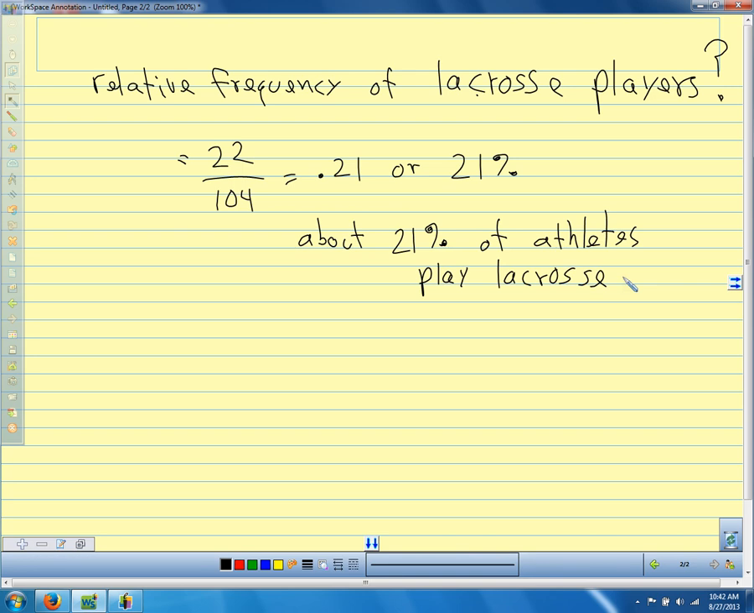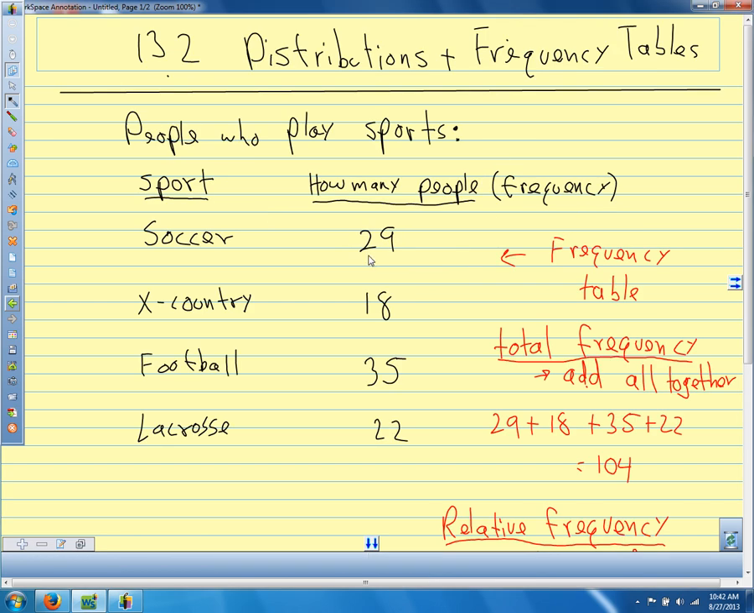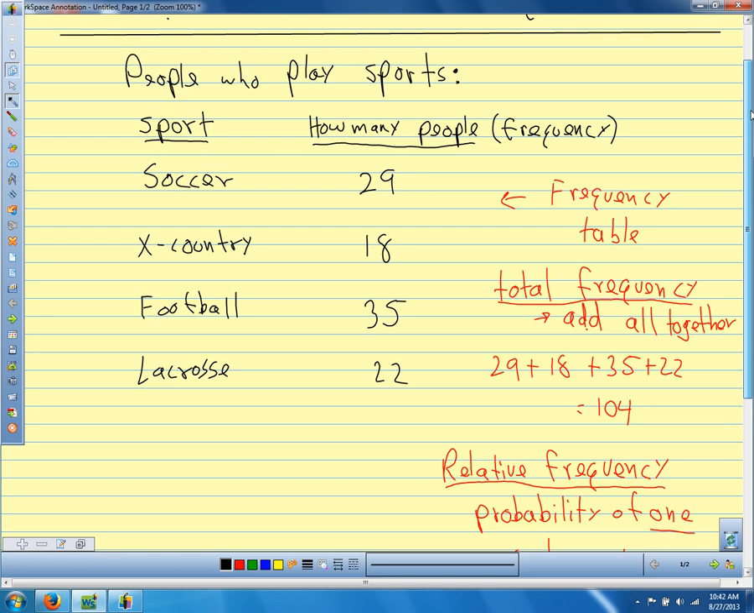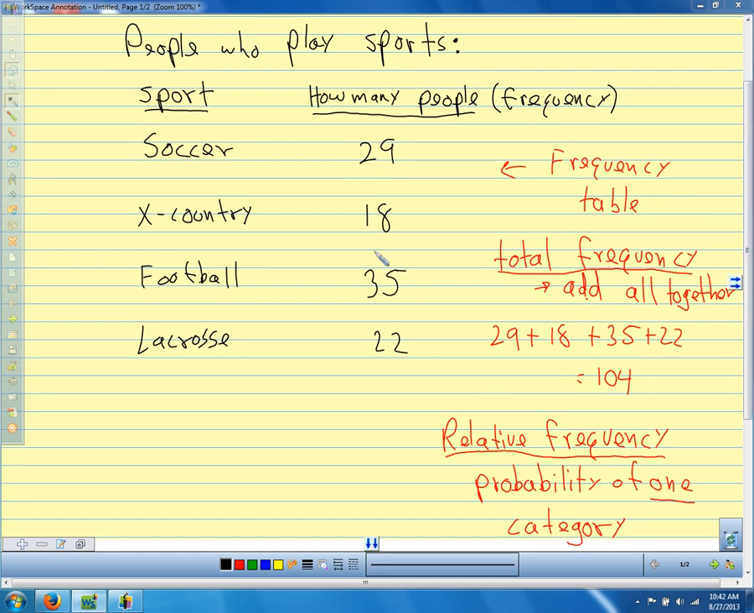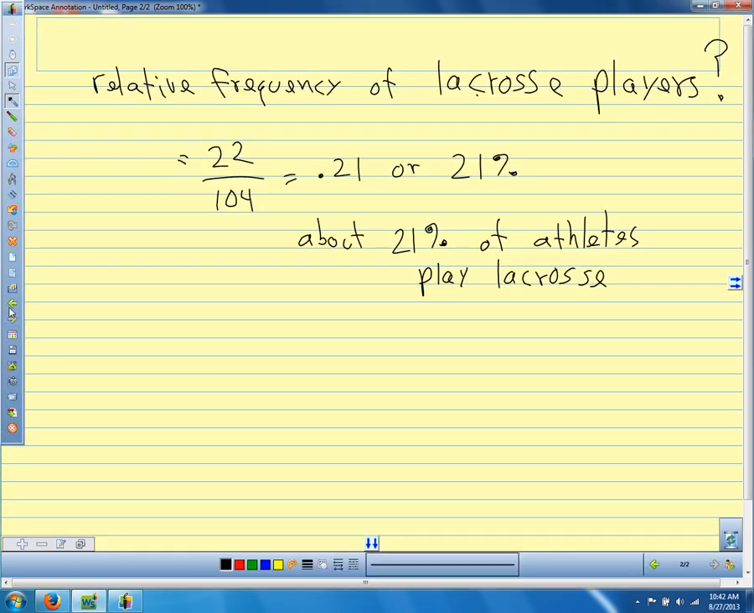So when we're talking about a frequency table, we've just put our information in a table like this. The number for the category, the total frequency is the total number in all the categories added together. The relative frequency is a probability, the probability of any one category. And to calculate our probability, we just take our number and divide it by our total. Find our total by adding them together. So, questions on the frequency table. Frequency tables are nice because they lay our information out for us.